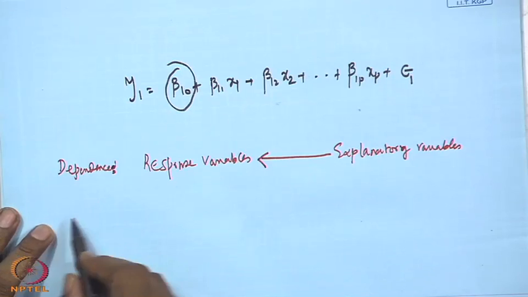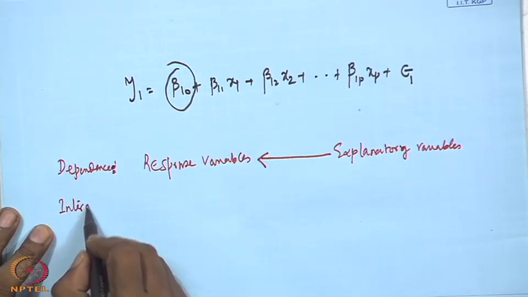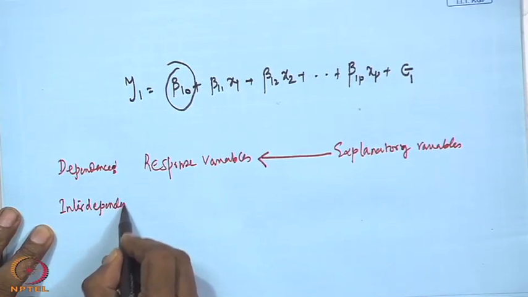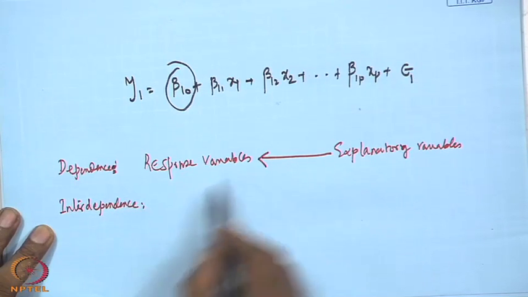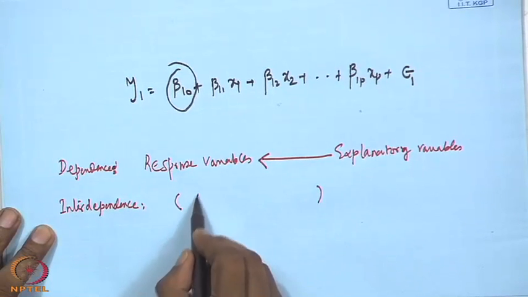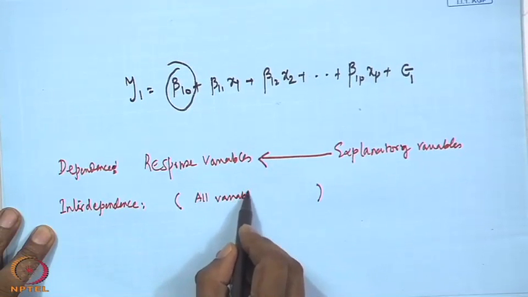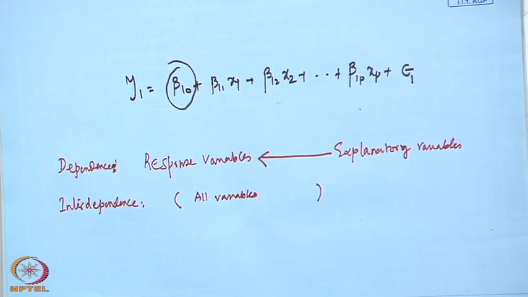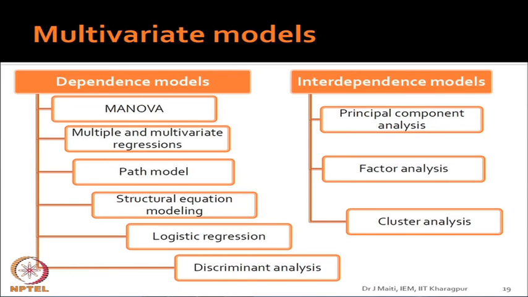And in the interdependence model, there is no response side, all variables come under one bracket. What we mean to say is there is a relationship definitely, but within the same set of variables. There is no categorization into one set being response variables and the other set being explanatory variables. So, based on this concept, there are dependence models and interdependence models.